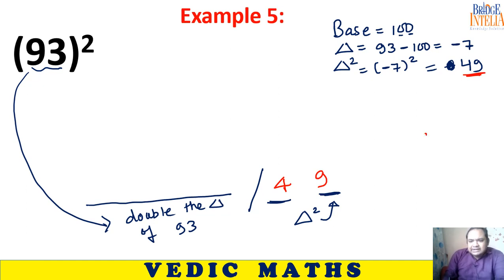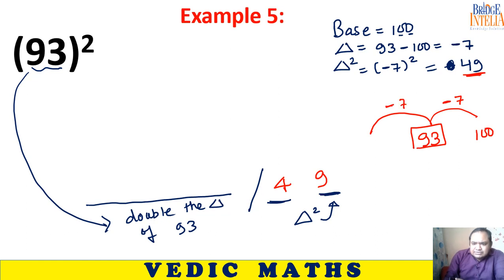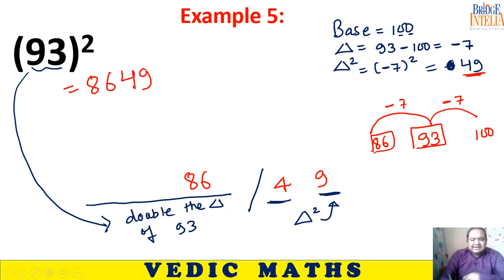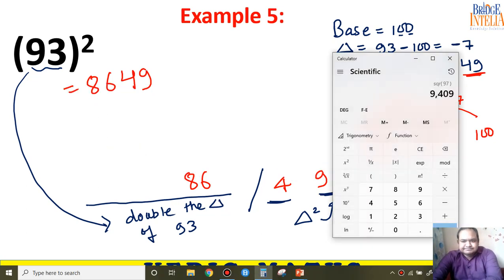How can you double the deviation of 93? This is 93, the base is 100. So 93 is already 7 steps behind 100. You have to send it a further 7 steps behind. So 93 minus 7 is equal to 86. So write 86 here. So the final answer is 8649. Let us see: 93 whole square is 8649.